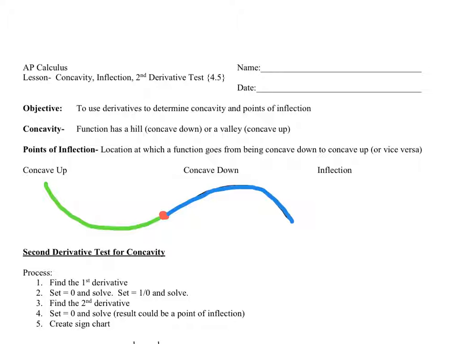So this is concave up. Oh, I don't need that so thick anymore. That's outrageous. Concave down. And then this guy right here, we call it a POI. All right, so point of inflection.